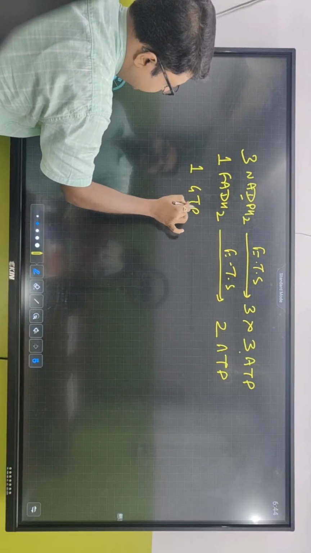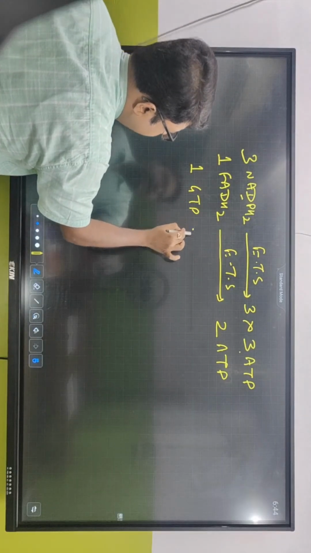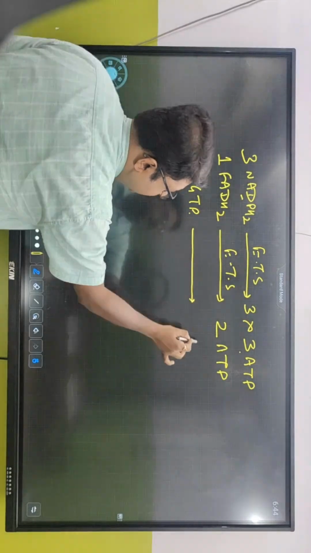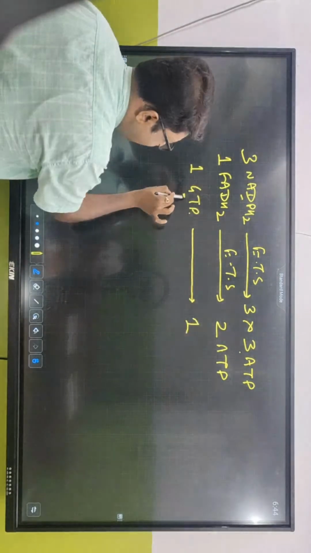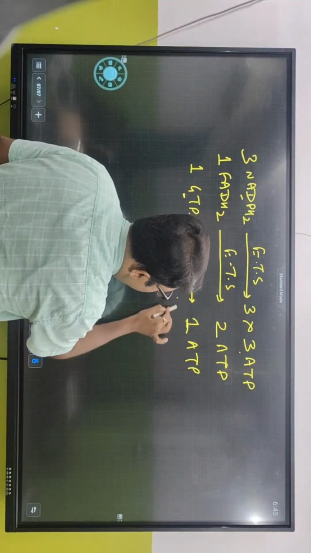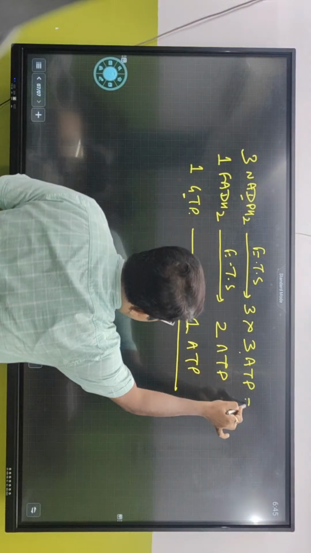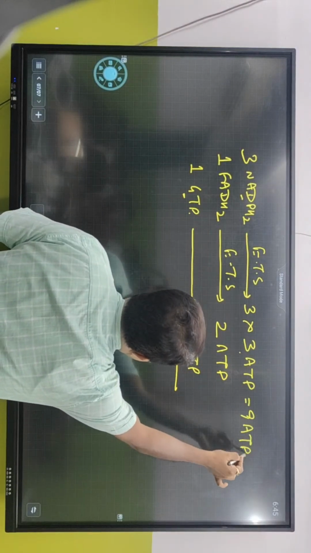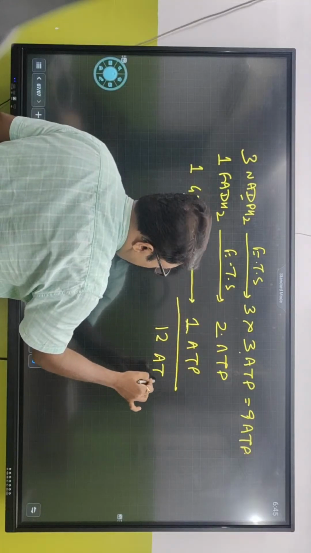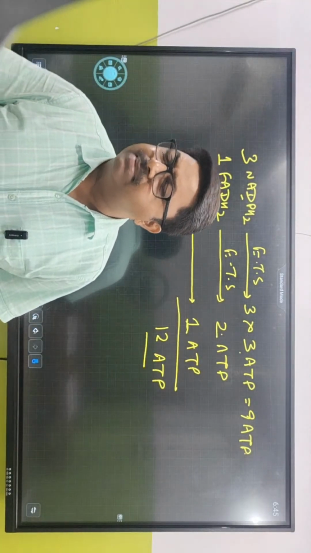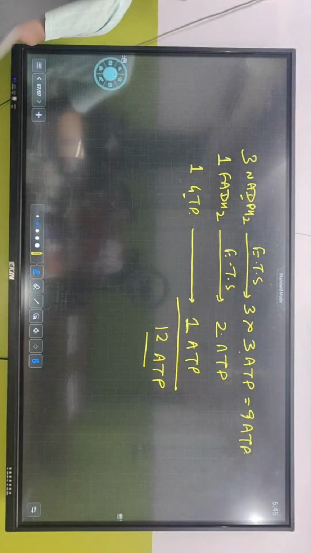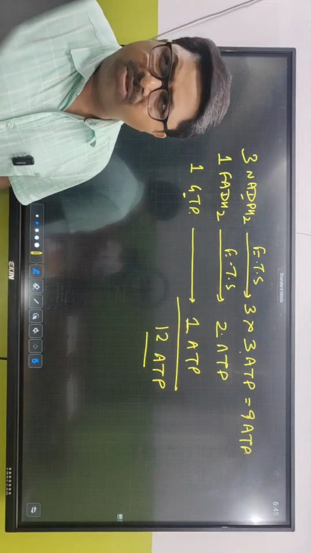What is GDP? Cash or check? Do you think it needs to get into ETS? No. But GDP is as good as ATP. So 1 GDP is as good as 1 ATP. In total, this is what? 9 ATP, 9 plus 2 plus 1. In 1 Krebs cycle, how many ATP are formed? In 1 Krebs cycle, only 12 ATP are formed.